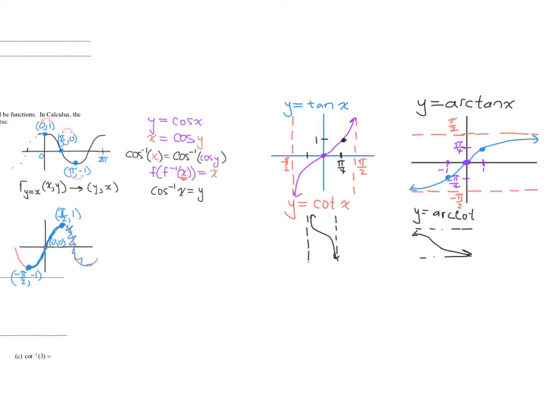For cotangent, the denominator, if I put it in sine cosine form, the denominator is sine. Where is the sine function equal to 0?